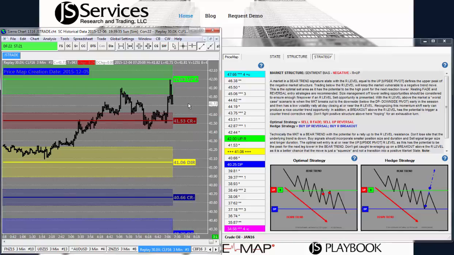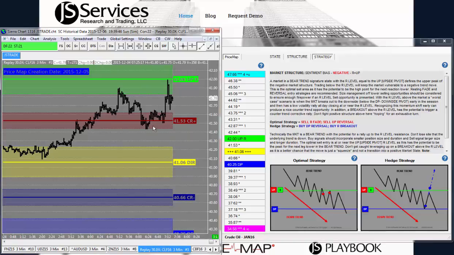So we take a look at the CR plus, and the market did stabilize there. The market kind of held that variance. If it had broken underneath this variance, it would have been more negative.